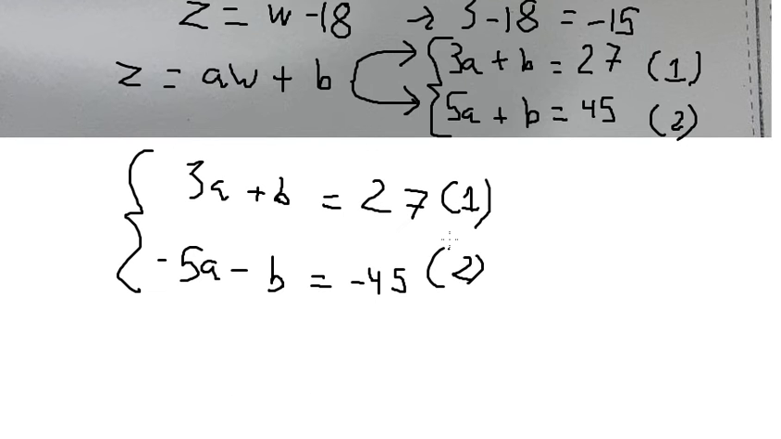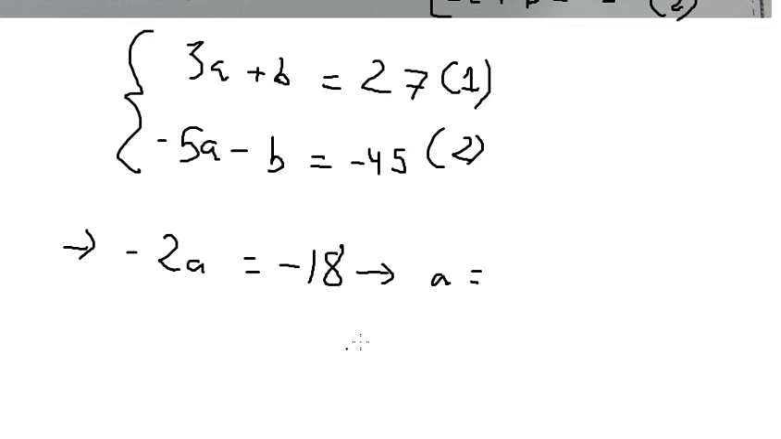So we sum two equations together. So 3A plus negative 5A, you got about negative 2A. B minus B, they cancel. Negative 45 with number 27, we will have about negative 18. So about A, we divide both sides by negative number 18. And we got about 9.